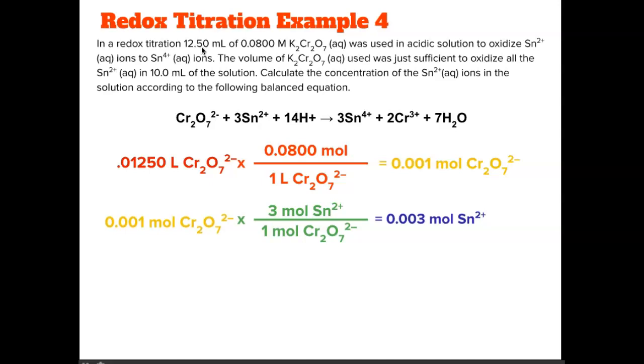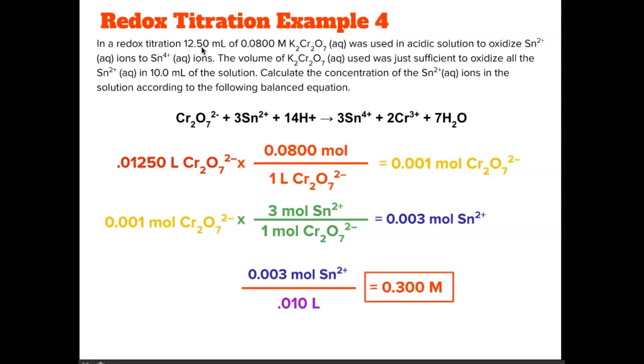Now that I have that, it's asking for the concentration. Remember that concentration is moles over liters. So I have 0.003 moles of tin in 10 milliliters, which is the same thing as 0.010 liters. I divide that, and I know that the concentration of my tin solution is 0.3 molar.